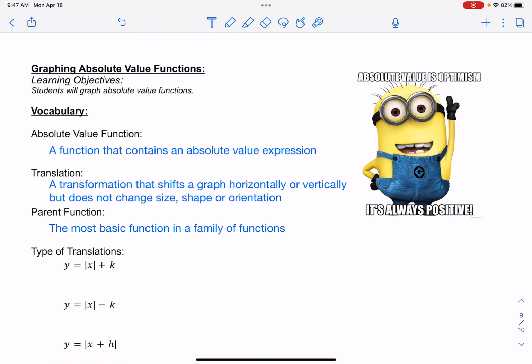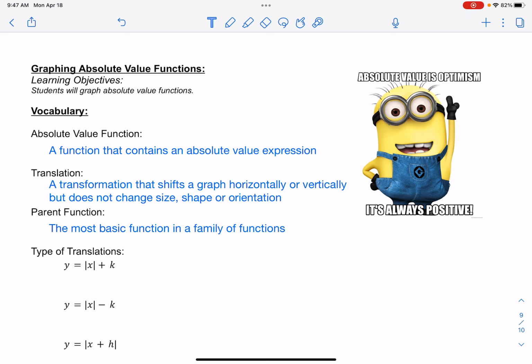Alright guys, so today we are going to be learning about our last section with these quadratic functions. This is all about graphing absolute value functions. Now what is nice is these are honestly pretty similar to graphing vertex form that we just learned in our last class. It just looks a little bit different.